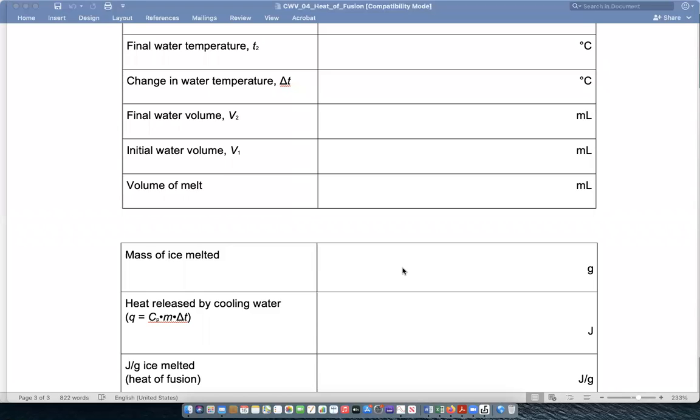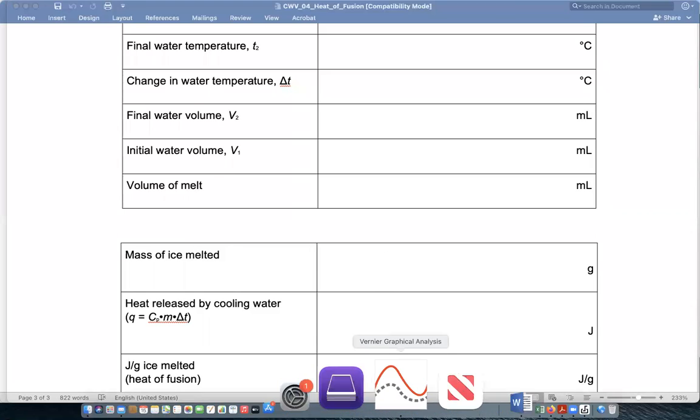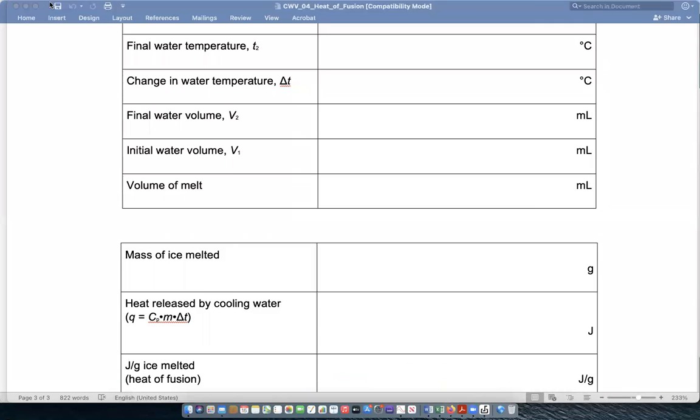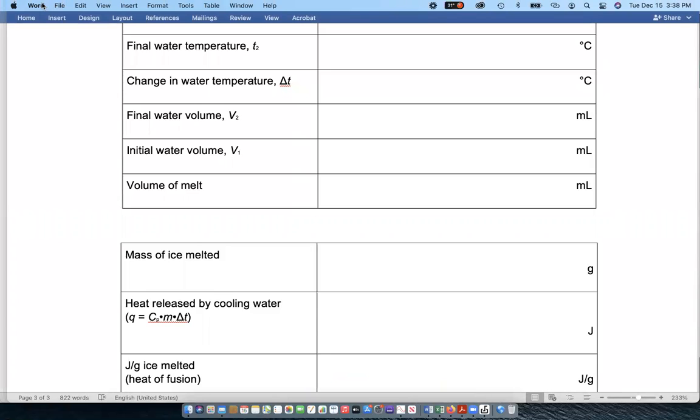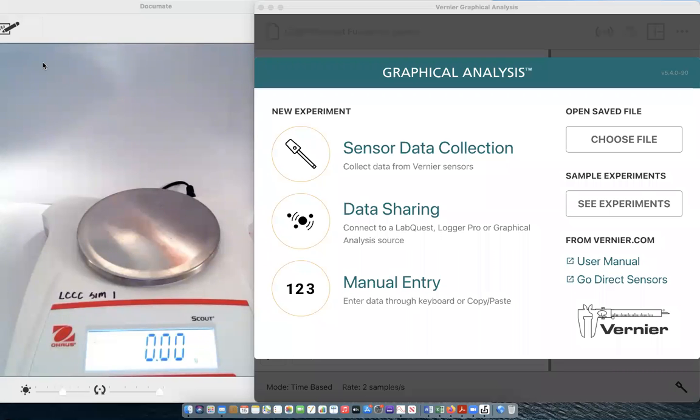So let me switch over and take a look at using Graphical Analysis, which I have on a split screen set up on the side. And then I have a balance in the screen where I have a video of that so we can see what we're going to be measuring as we go.